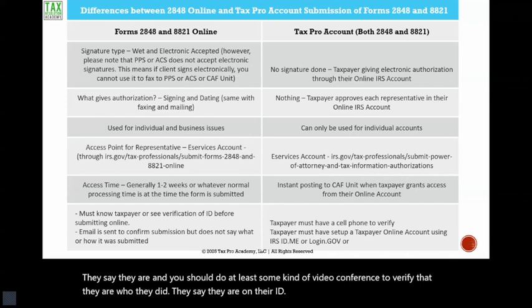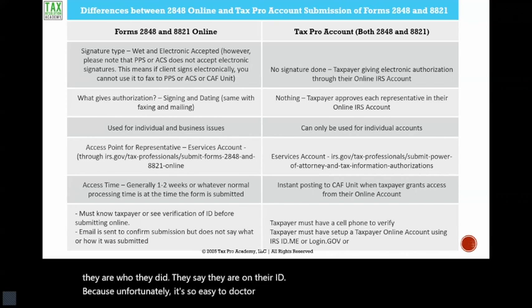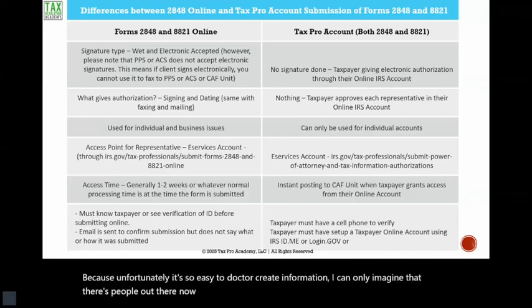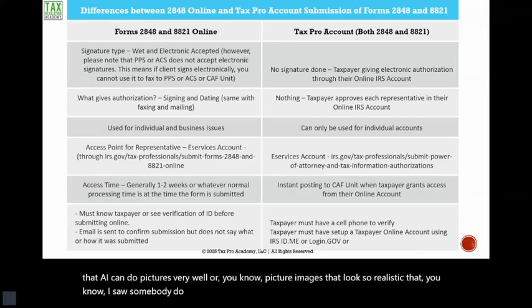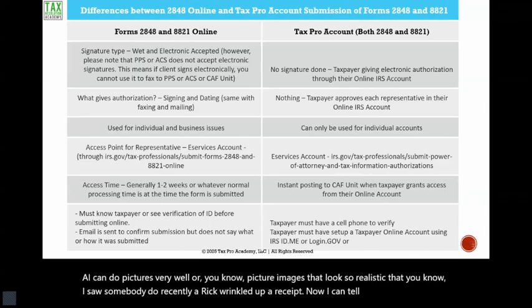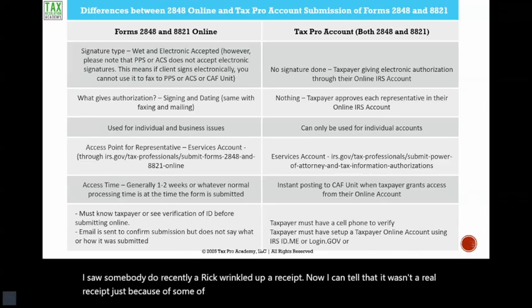Because unfortunately, it's so easy to doctor and create information. I can only imagine that there are people out there now starting to. I've seen people fraudulently start to create, now that AI can do pictures very well, images that look so realistic. I saw somebody recently do a wrinkled-up receipt. Now I can tell that it wasn't a real receipt just because of some of the information that wasn't on it, but I'm sure that's a matter of just adding a few words to it.